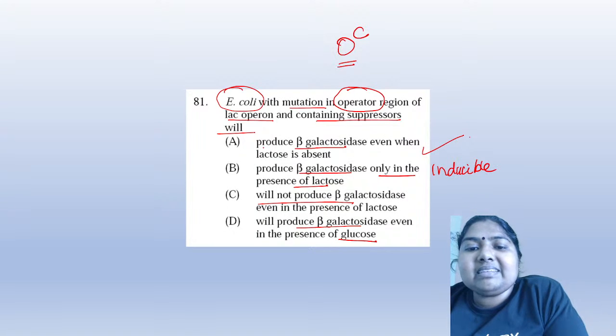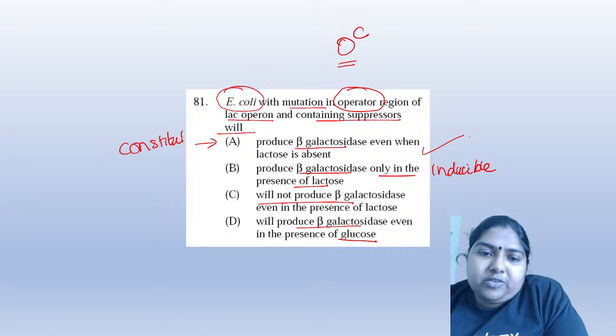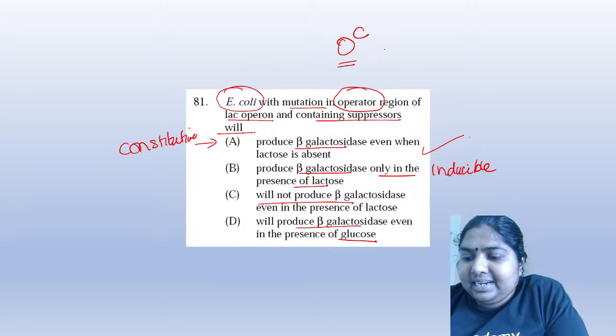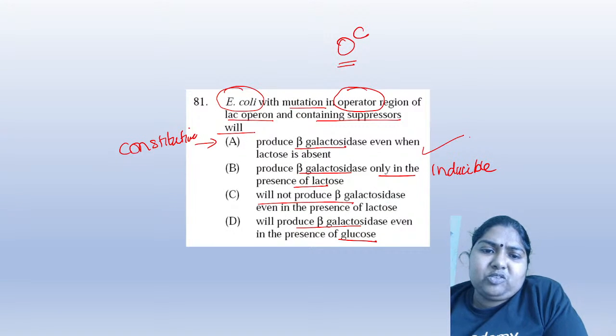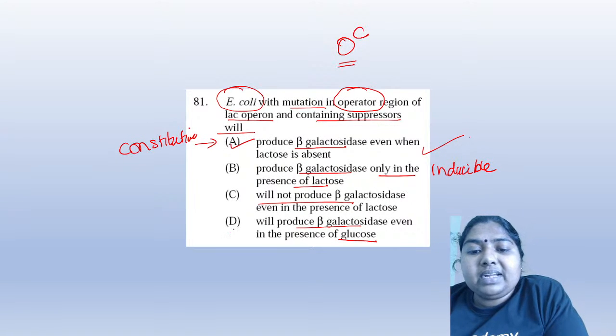But this is only going to be under your constitutive operon. So if your operator is mutated, your repressor can never come and bind. Yes, absolutely. So that is why it is always on. And why I didn't choose this?